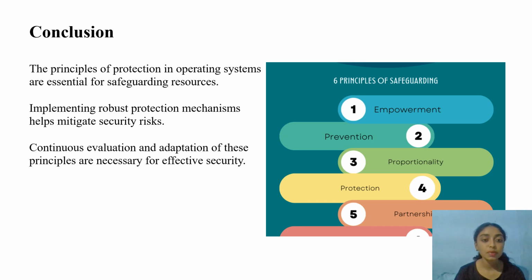Conclusion. The principles of protection in operating systems are essential for safeguarding resources. Implementing robust protection mechanisms helps mitigate security risks. Continuous evaluation and the adoption of these principles are necessary for effective security. Six principles of safeguarding are empowerment, prevention, proportionality, protection, partnership, etc.